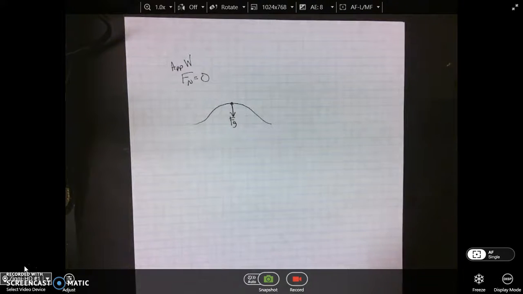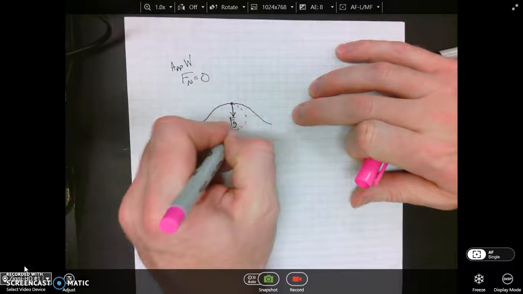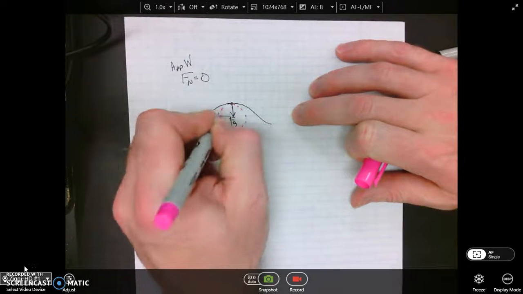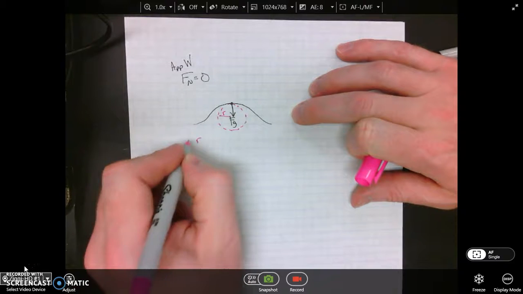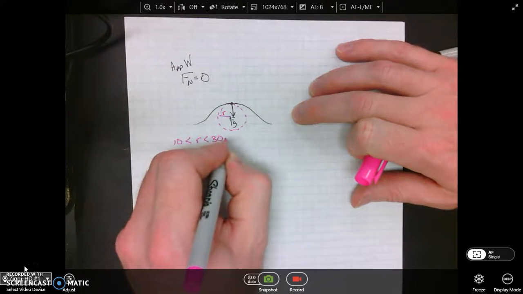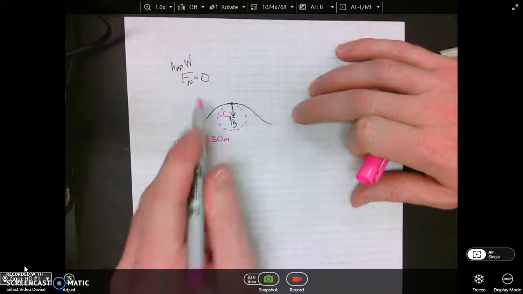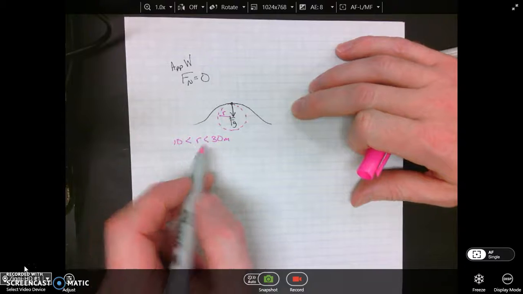Now, because it's a camelback, it is a curve, there is a radius to it. What that radius is, that radius needs to be somewhere between 10 and 30 meters. You pick what that is, you get to decide. Here, you're not picking the apparent weight, you're just picking the radius.